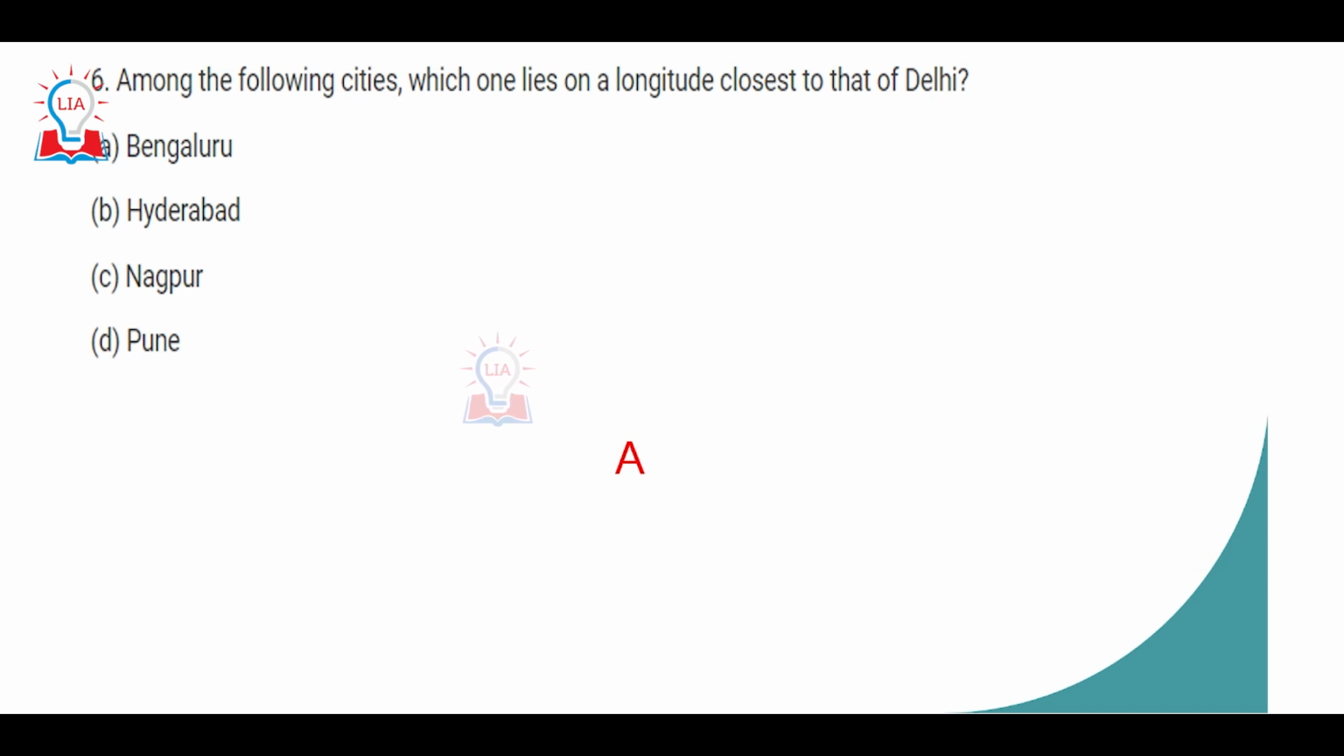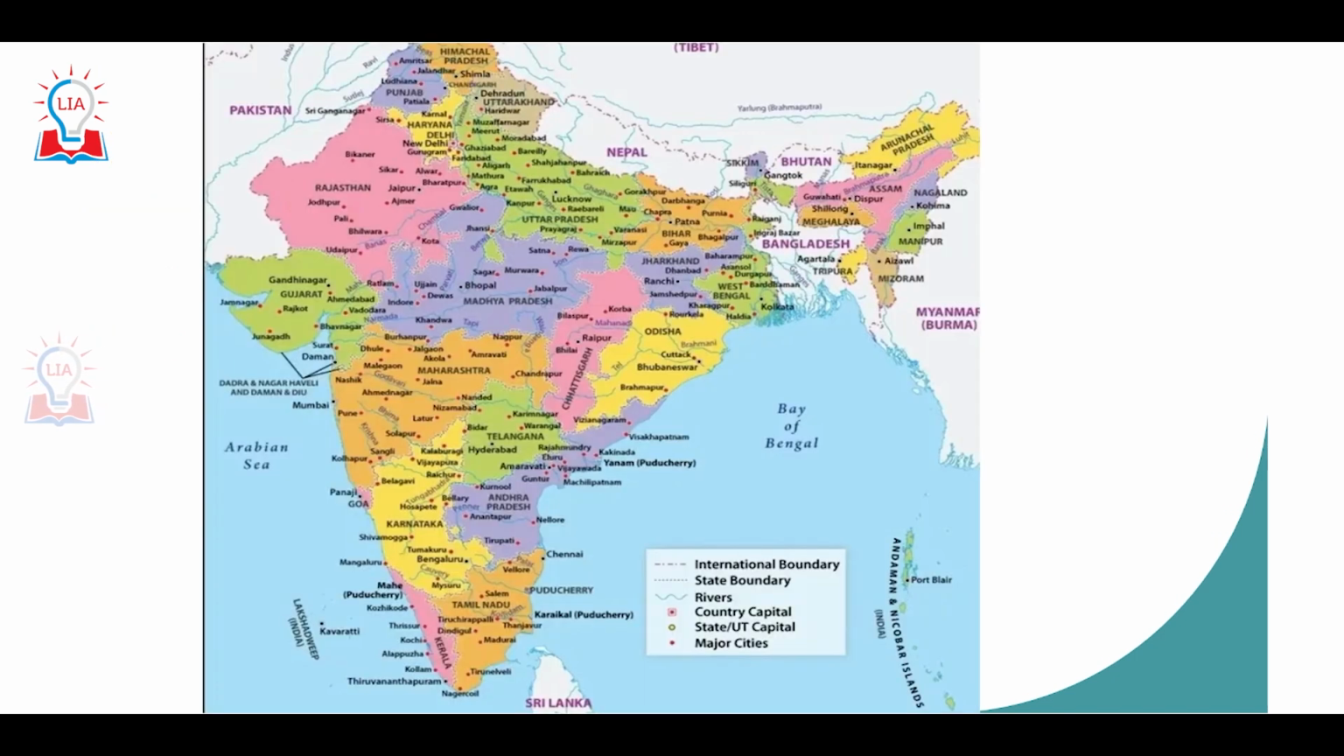The sixth question again is related to the India map, where it has been asked that among the given cities, which one lies on a longitude that is closest to that of Delhi? Now we know that longitude is a line that connects the North Pole to the South Pole across the earth. So which is the closest longitude to that of Delhi? To understand that, let us look at the map of India. Now we can see that Delhi is situated somewhere around here, and longitude is a straight line. So we try to draw a straight line via Delhi like this.